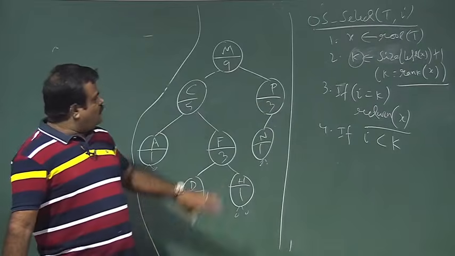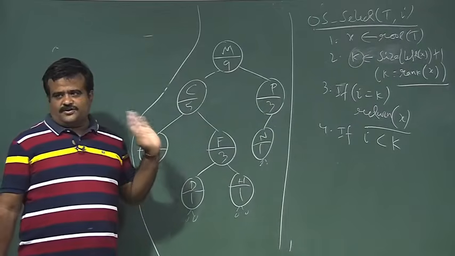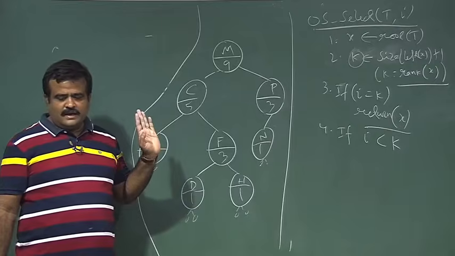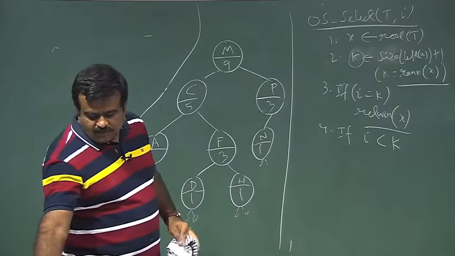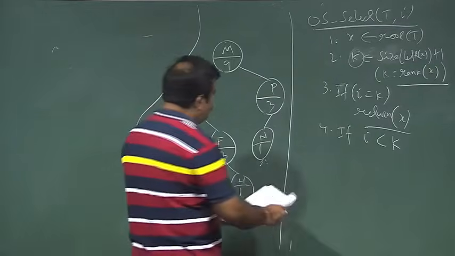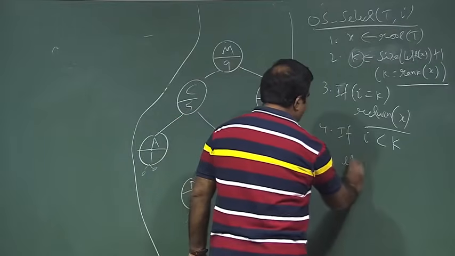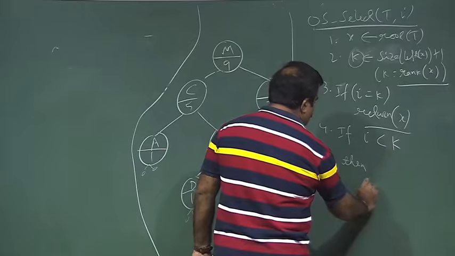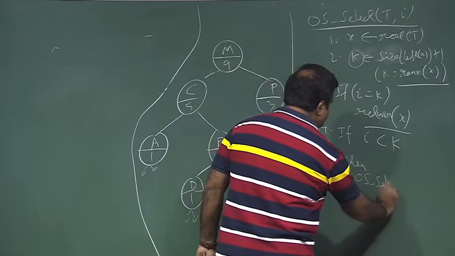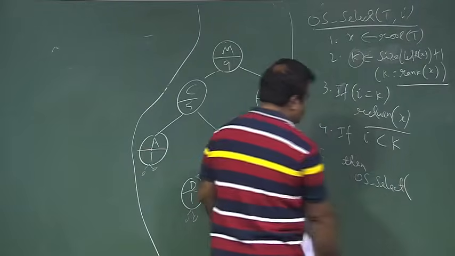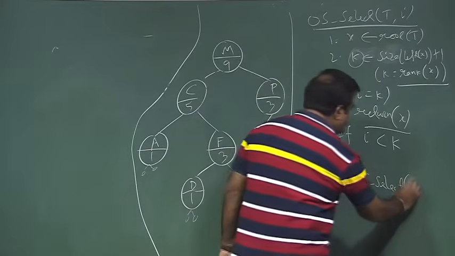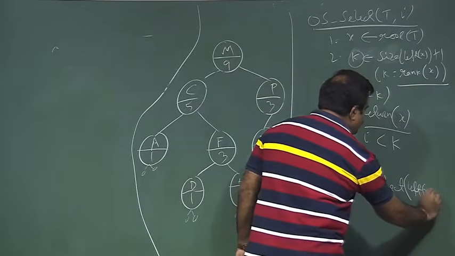So, what do we have to do? We have to look at the left part of the tree. So, if i is less than k, then we call OS-Select with left of x comma i.